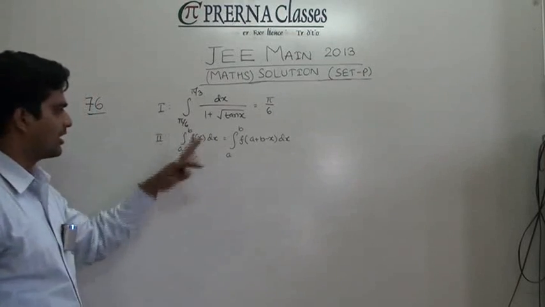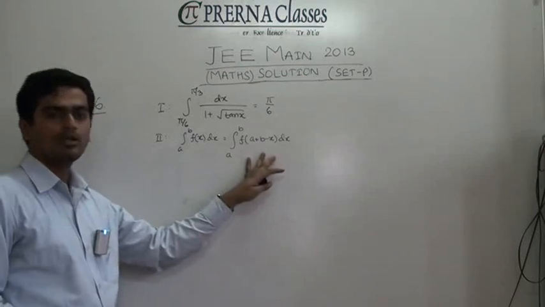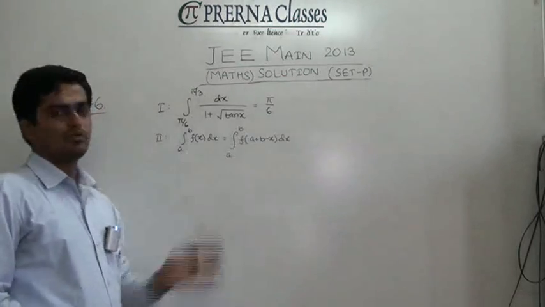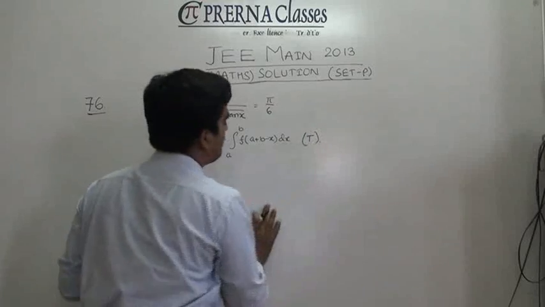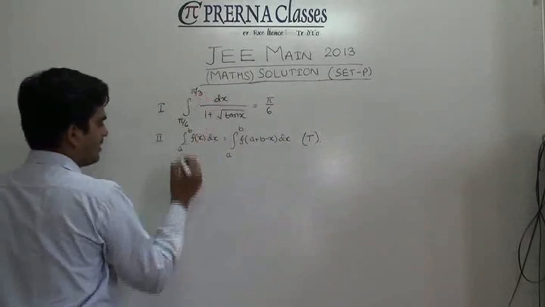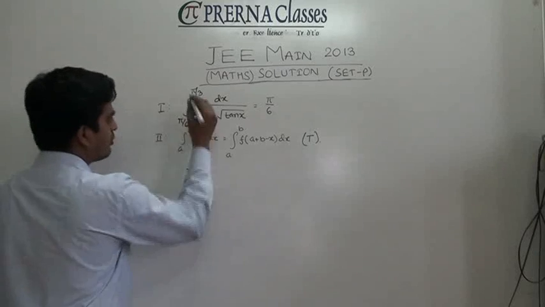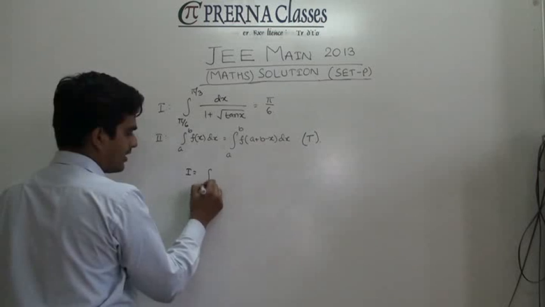Okay, in the 76th one, again you have such an easy problem in which statement 1 is this and statement 2 is this. Statement 2 is obviously correct, no need to check it up. This is one of the properties of definite integrals. If we utilize that fact in the integral given to you, you can clearly check that a plus b is 90.